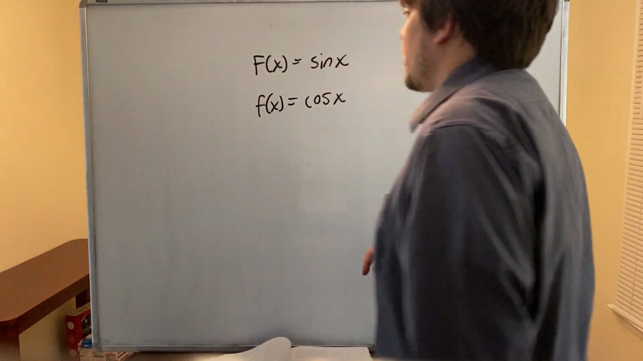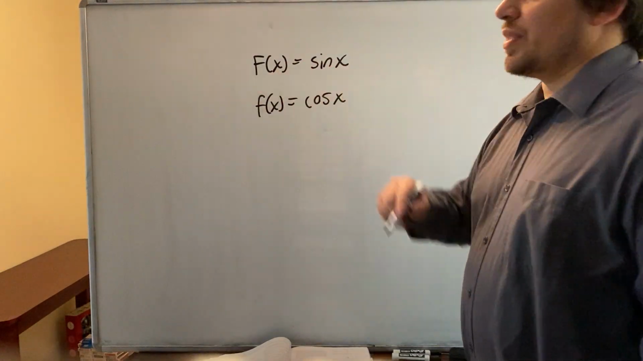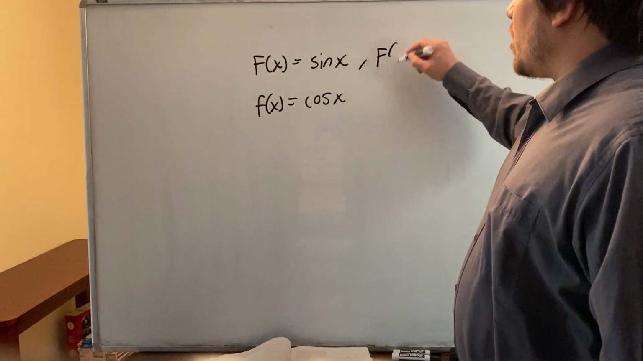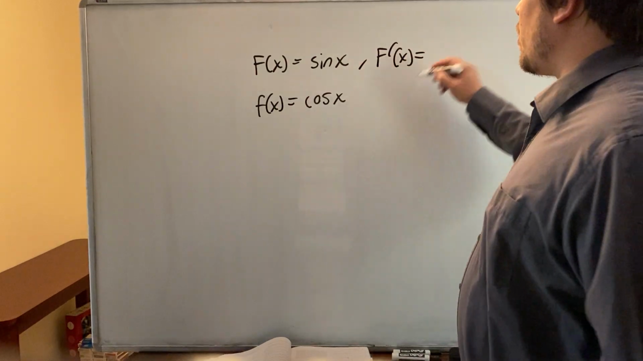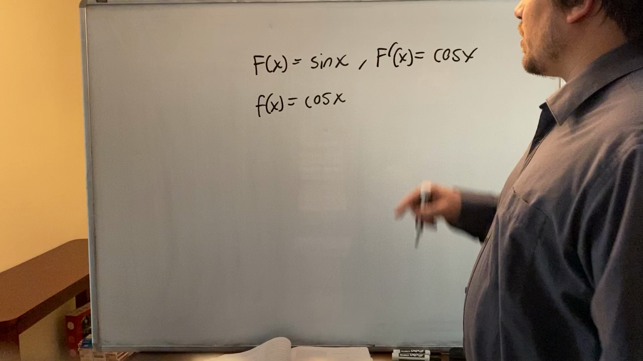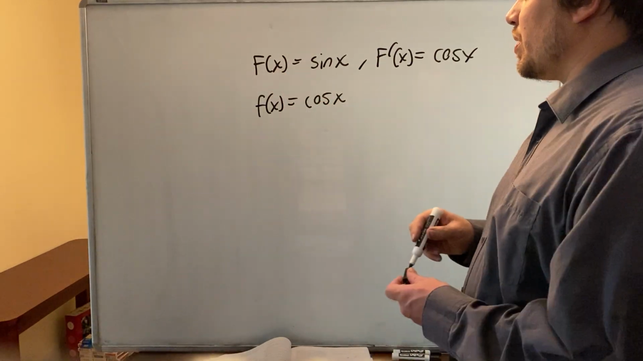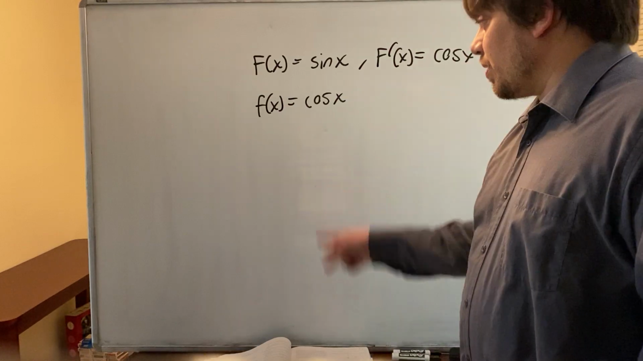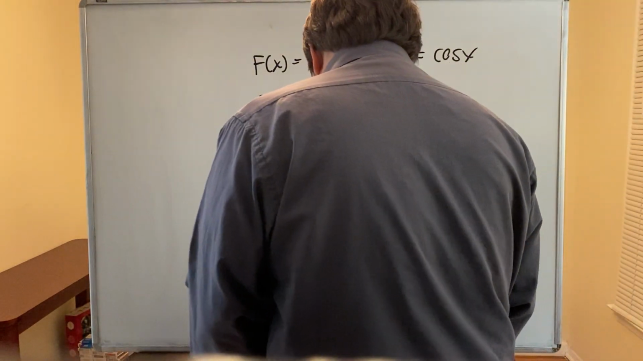For instance, capital F of x equals sine x is an antiderivative of little f of x equals cosine x. Why is that? Because capital F prime of x is equal to cosine x. If you were to take capital F prime of x, it would be the derivative of sine, which is cosine. This is a function whose derivative is little f, and so capital F is an antiderivative of little f. That's an example.